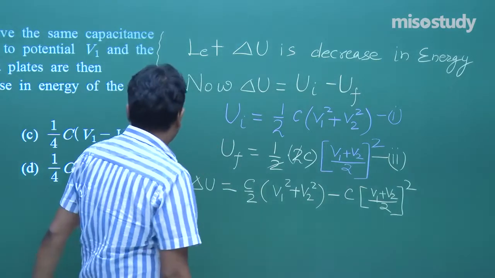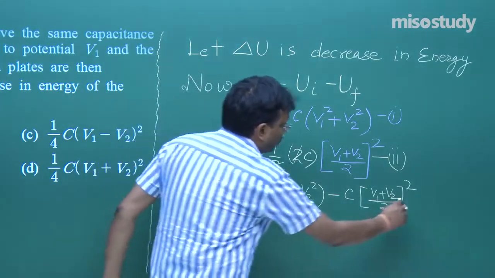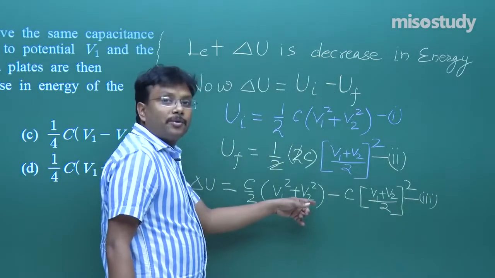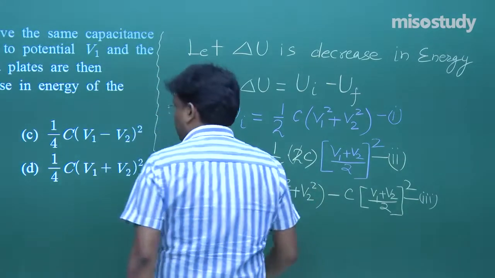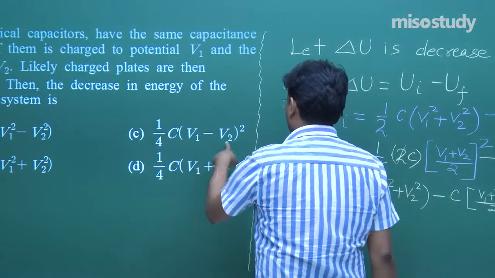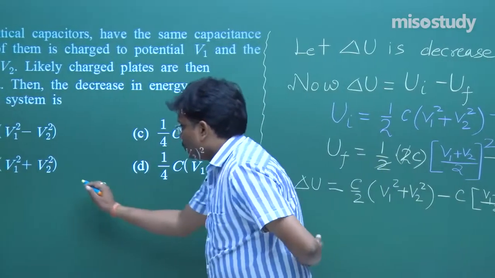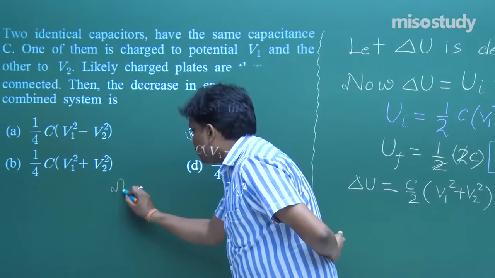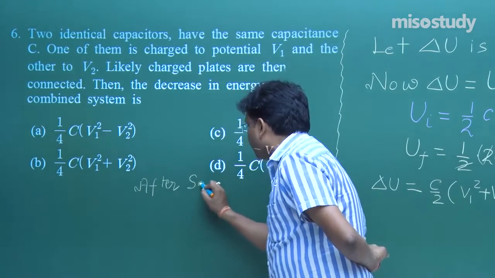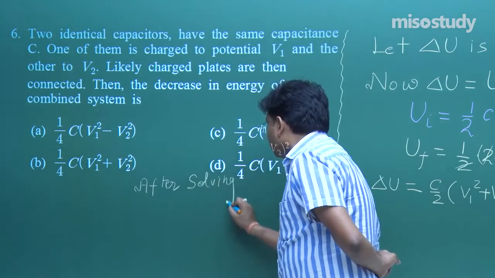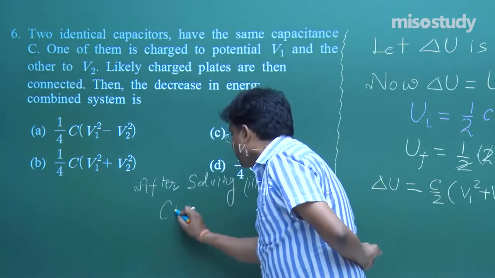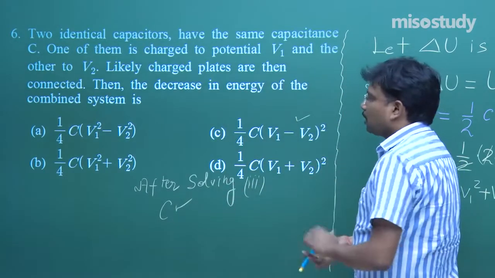What I will mention over here is that after solving this equation, let us say equation number 3, what will happen is that your answer is 1 by 4 C (V1 minus V2) whole square. So, let me mention, after solving equation 3, C is the correct option. This one is the correct option.